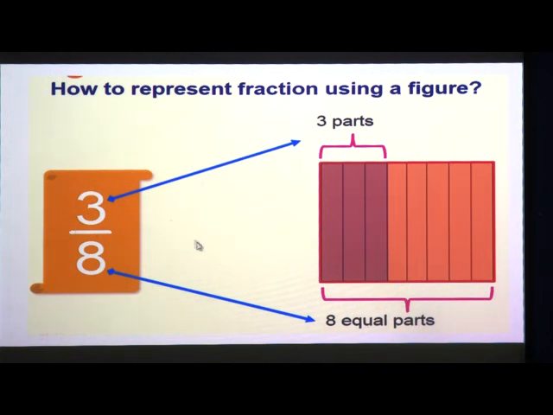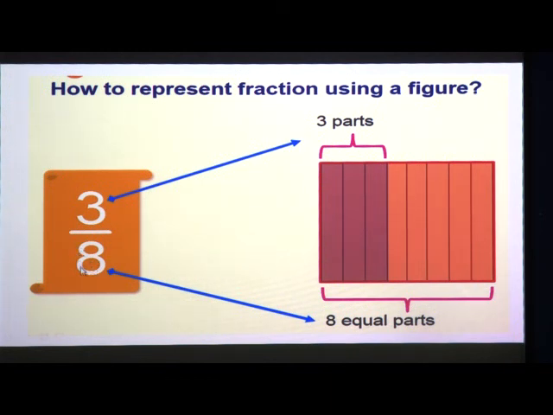Now, we have to draw a figure to represent this fraction. We have the fraction 3 by 8. To show or represent this fraction, we need to draw a figure. So, we have taken a rectangle and divided it into 8 equal parts.